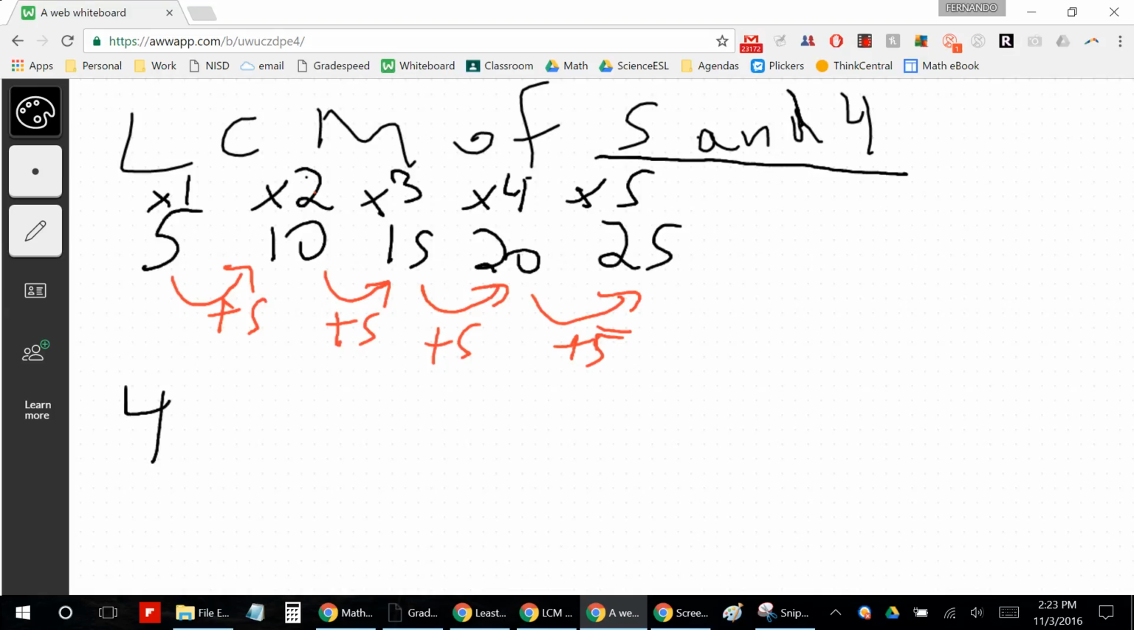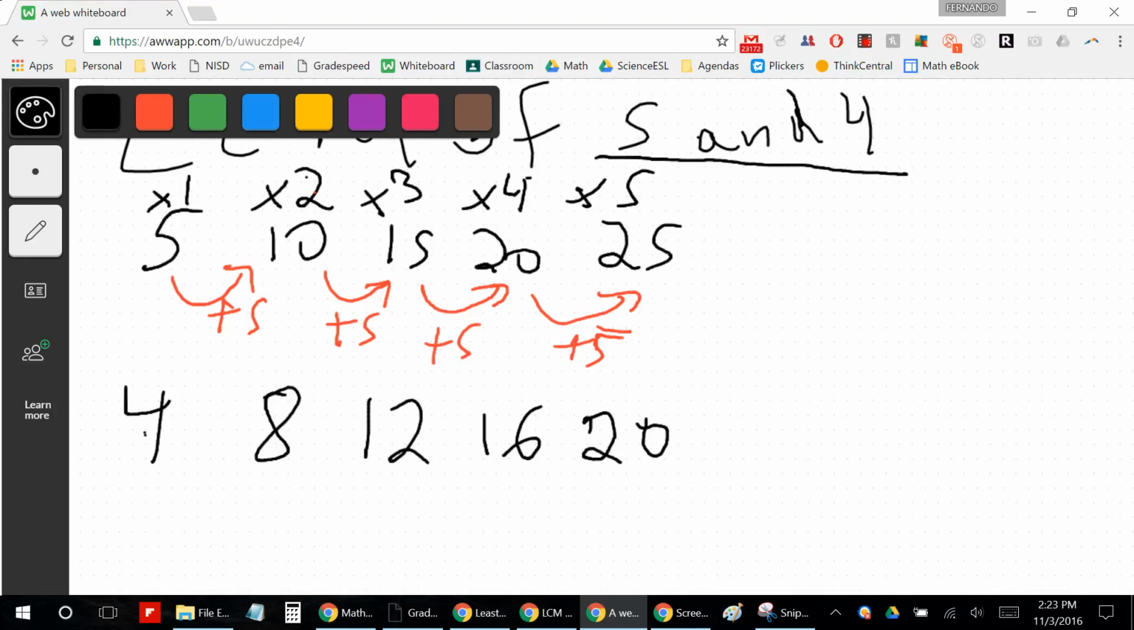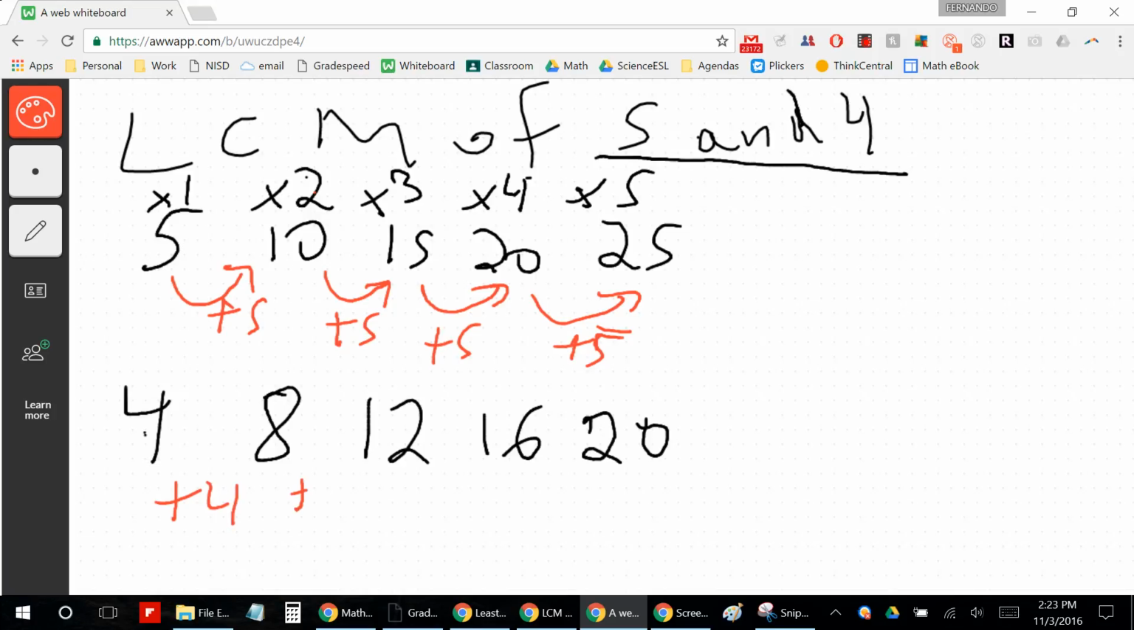Multiples of 4: 4 times 1 is 4. 4 times 2 is 8. 4 times 3 is 12. 4 times 4 is 16. 4 times 5 is 20. How did I get that again? I added 4 to each number to get the next. 4 plus 4 is 8. That's the same as 4 times 2 over here, which is 8. 4 times 3 over here, which is 12. 4 times 4 over here, which is 16, and so on.